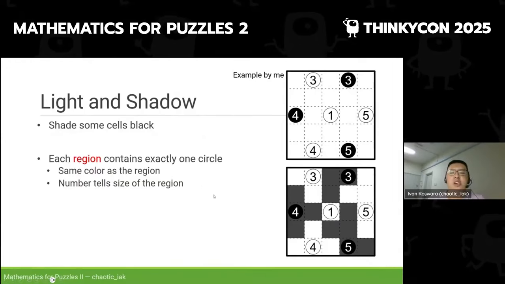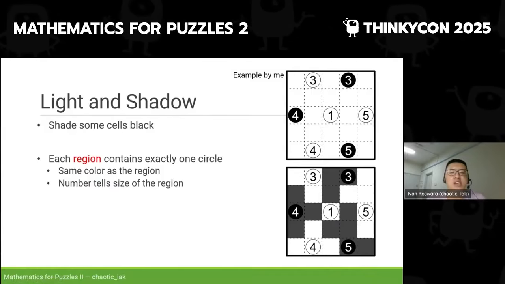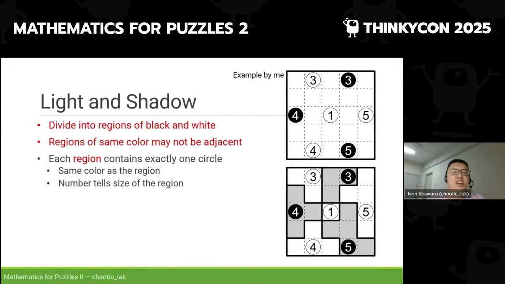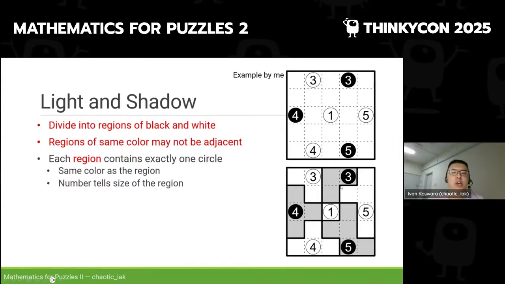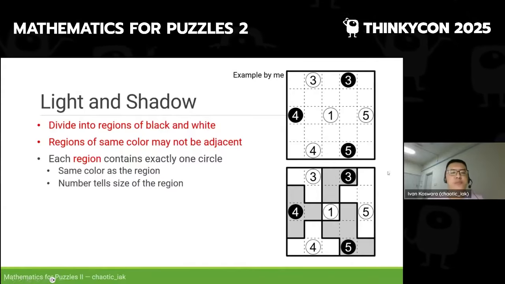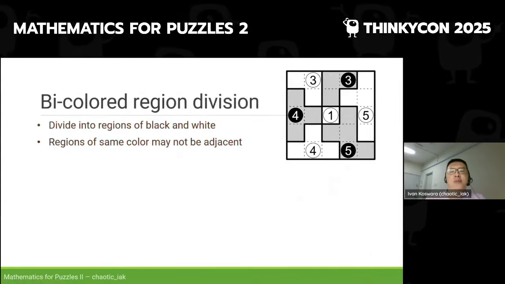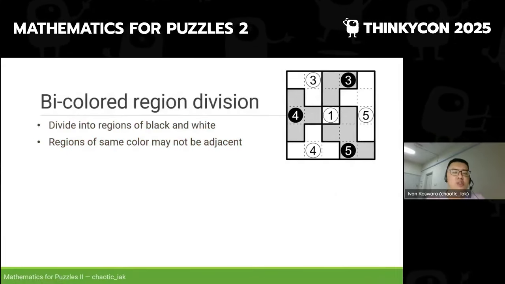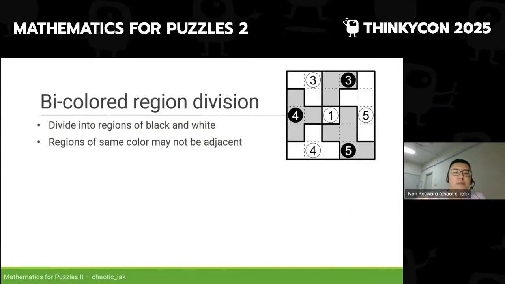I don't really like this phrasing, so sometimes I think about it like this: divide into regions of black and white. Regions of the same color may not be adjacent because otherwise they would merge together into a single larger region. And then the rest of the rules make more sense. And if you think about these rules, divide into regions of black and white and regions of the same color may not be adjacent, this actually comes up in a lot of puzzle games.